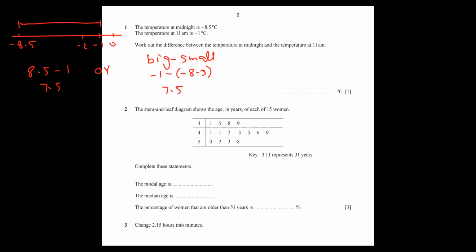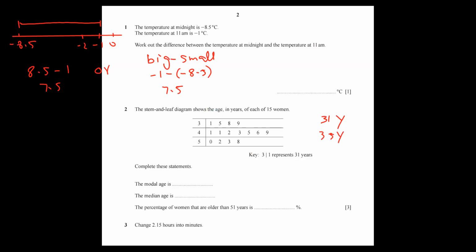And the question is over. In question number two, this is a newly added topic from 2020. A stem and leaf diagram is given with the ages of 15 women. The way of writing the age: three from here, one here, it turns out to be 31 years. Three from here, five from here, it becomes 35 years. He even mentions here how to use the key.